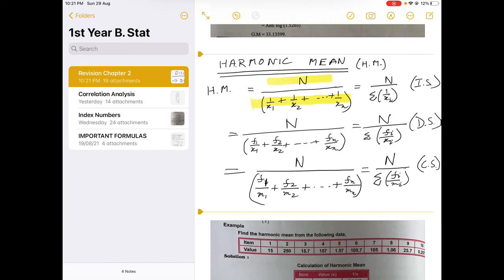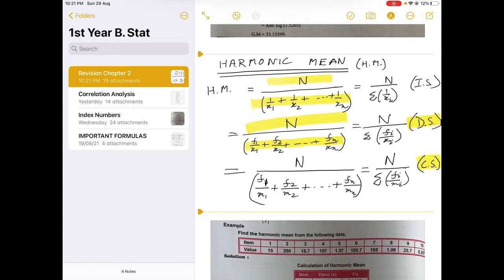For discrete series you have a very similar formula, only difference is instead of 1 by x1, 1 by x2, and so on, you have f1, the frequency with which this particular value occurs. So f1 divided by x1, similarly f2 divided by x2 plus dot dot dot until fn divided by xn. So however many observations you have, you divide the frequency by that particular value.